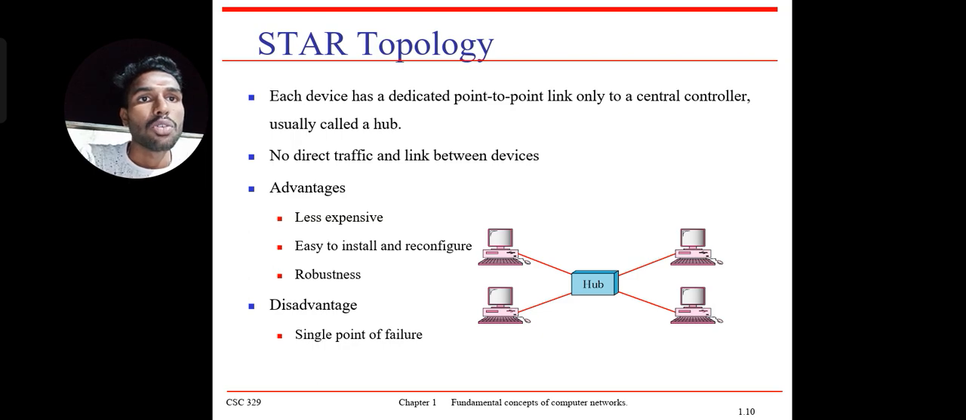Next one is star topology. Each device has a dedicated point to point link only to a central controller, usually called a hub. No direct traffic link between devices. Advantages: less expensive, easy to install and reconfigure. Next, robustness. Disadvantages: single point of failure.